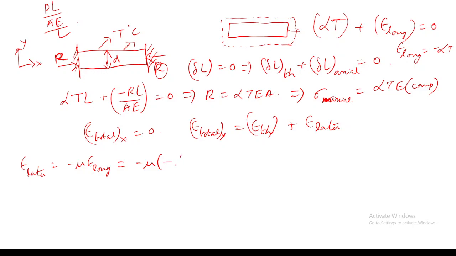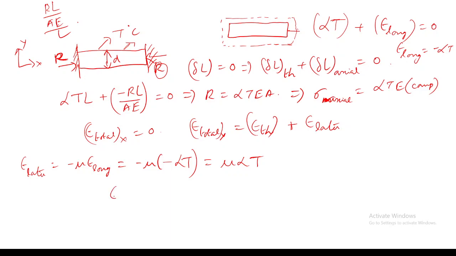Yes, sir. So here I will be writing minus alpha T. So here the lateral strain turns out to be a tensile strain, a positive value. That is the one which should happen, right? For example, if compressive strain is happening here, you will be getting a tensile strain in the perpendicular directions. Is it clear? Yes, sir.